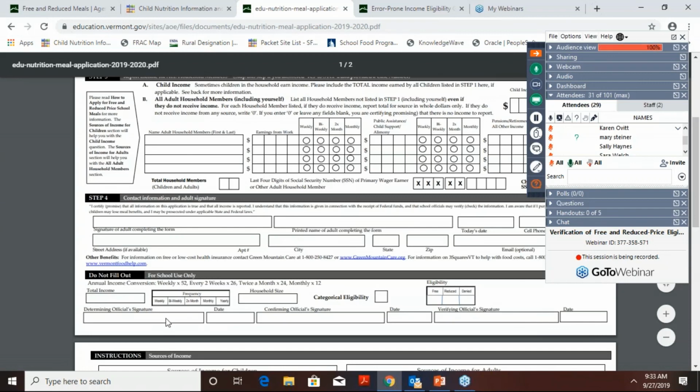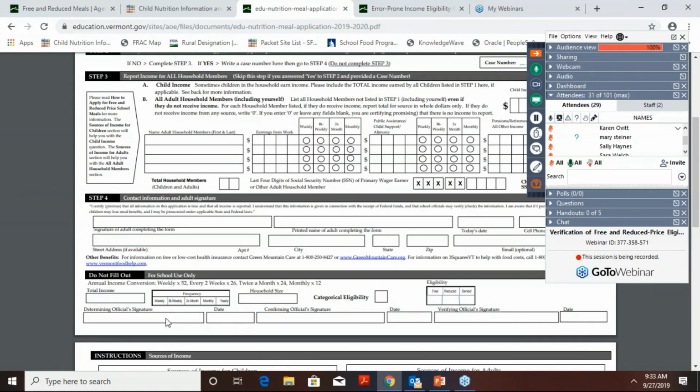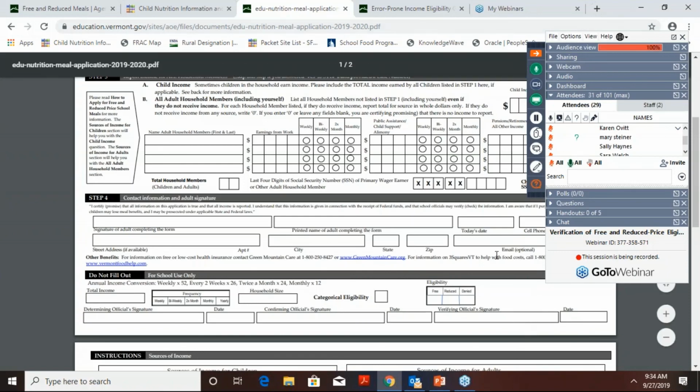So that determining official signature is always going to be filled out. It's the person approving the application. The confirmation official signature is going to be done either during the verification process if it's pulled, or for all applications during the independent review process. And then when you're all said and done with verification and that application is good to go, the verifying official is going to sign off there.